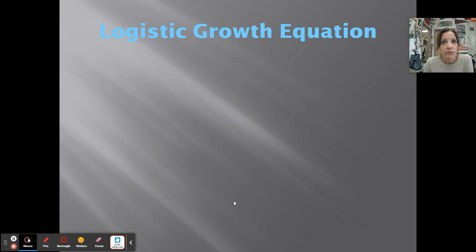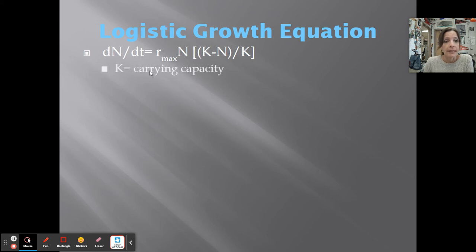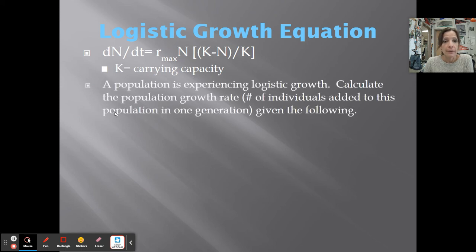And there's another equation for that on your equation sheet. And it looks like this. So if you are ever given the carrying capacity, then you know you need to use this equation. So what you do is, let's say that you have a population that's experiencing logistic growth. Calculate the population growth rate, which is the number of individuals added. So you're calculating this really, and your dt is over one generation.